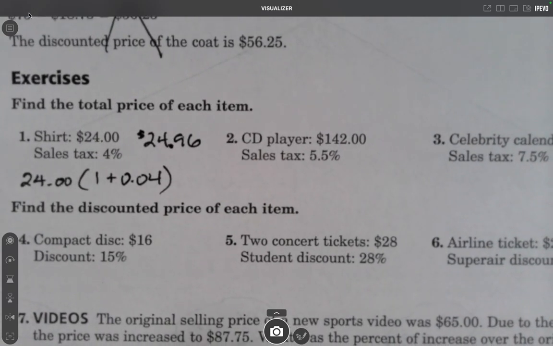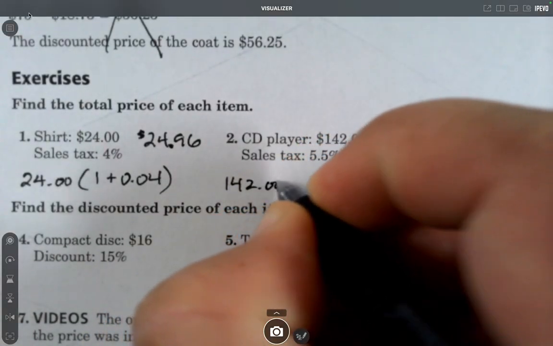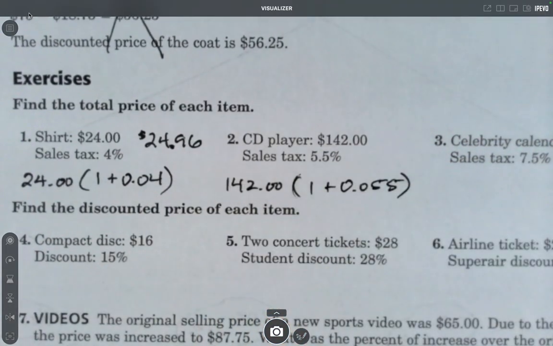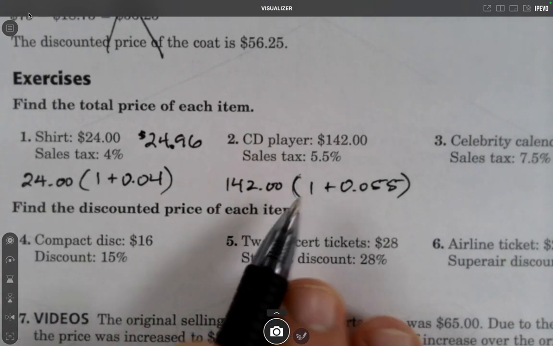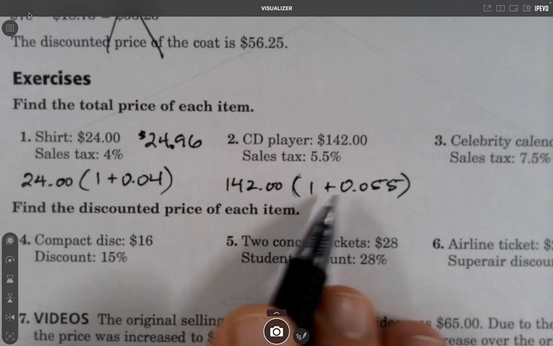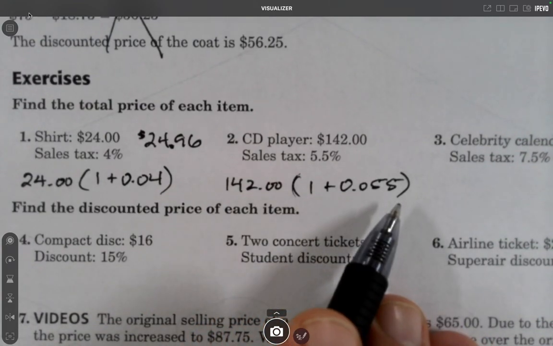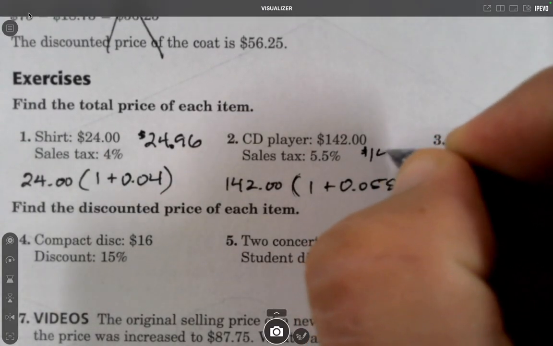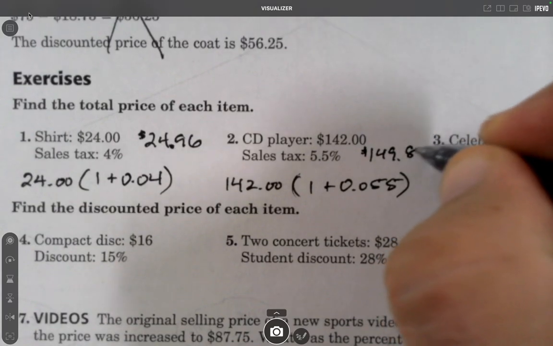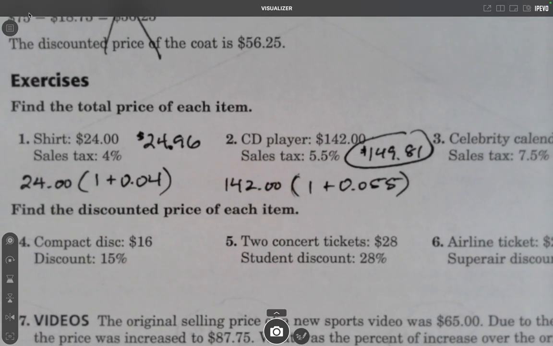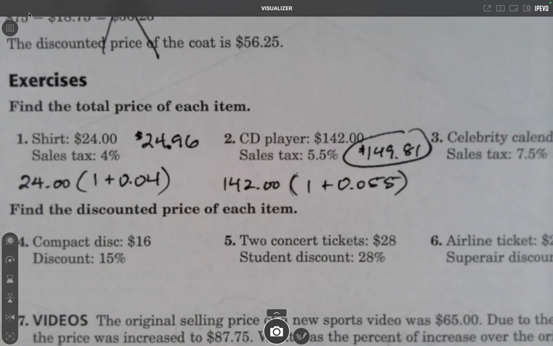Okay, same thing on the CD player. We would do $142, that's the price, times 1 plus 0.055. Make sure you use the parentheses in your calculator. Or if you don't use the parentheses, you could do 1 plus 0.055, hit enter, then multiply by 142. And for that you get 149.81. And when we're dealing with money, always round to the nearest hundredth because that's the nearest penny. No reason to go farther than that. So just round to 2 decimal places so you round to the nearest penny.